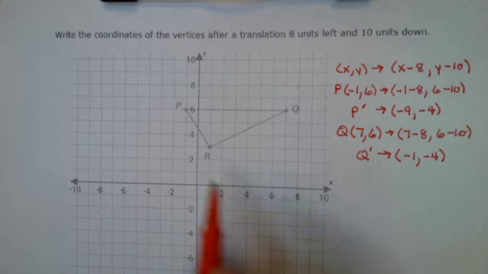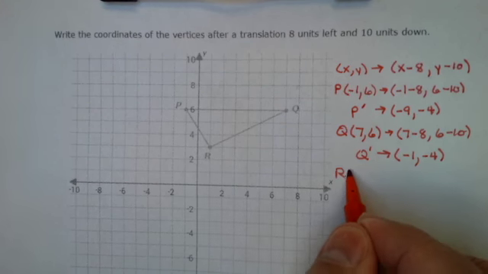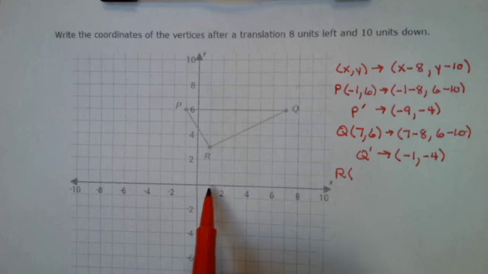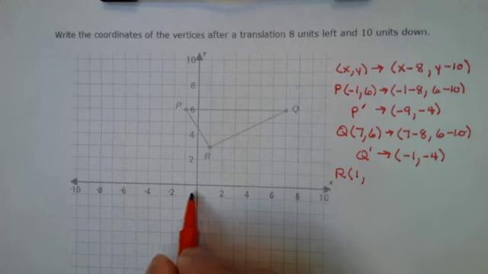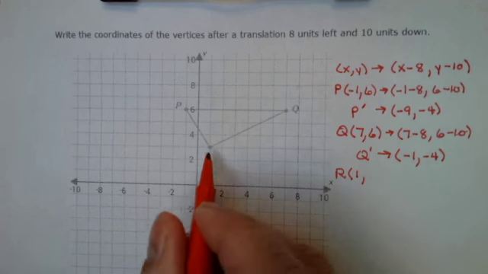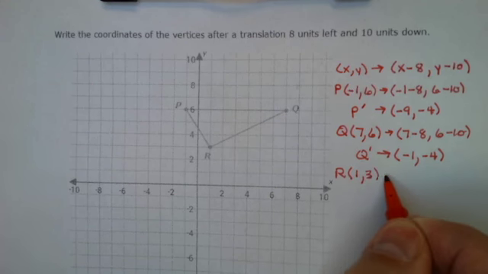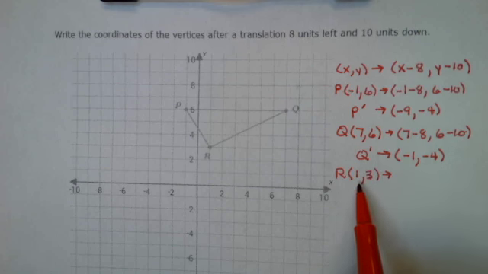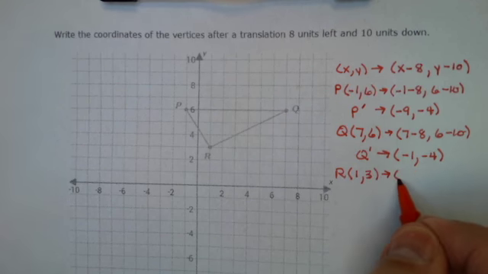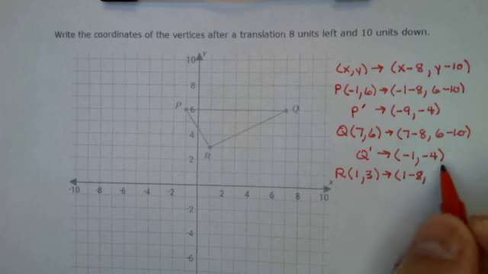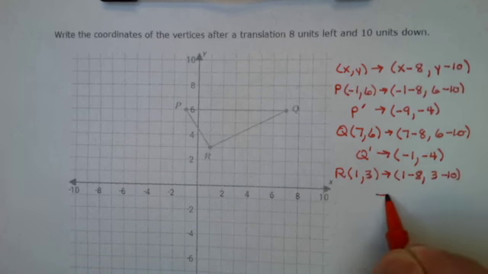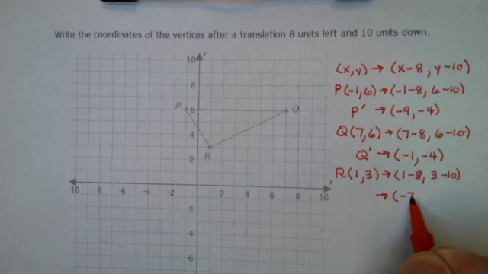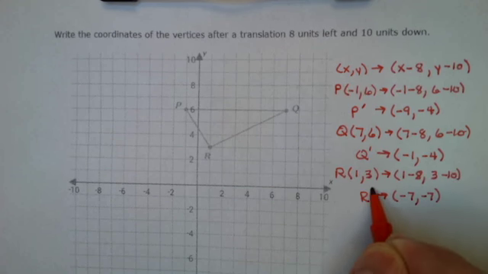Now I need to apply the rule for R. I need to find the coordinates for R. The coordinates for R are 1, because I go over 1 and up 1, 2, 3. I'm going to apply my translation rule to these numbers. 1 minus 8, and then 3 minus 10. 1 minus 8 is -7, and 3 minus 10 is -7. That's my new R.